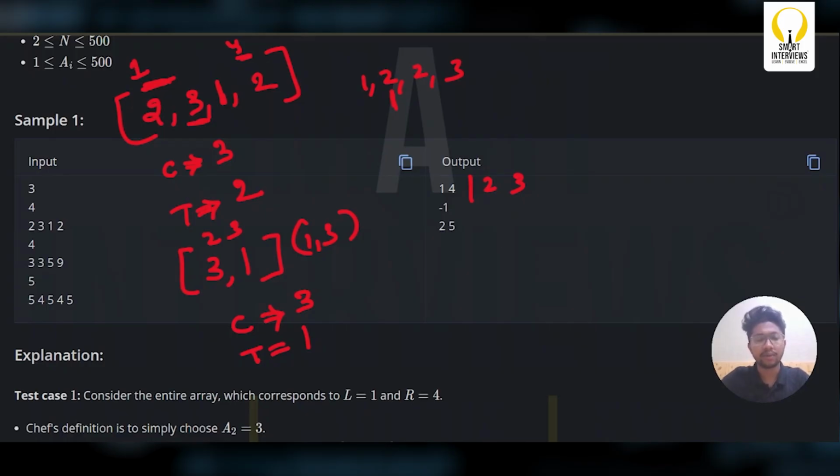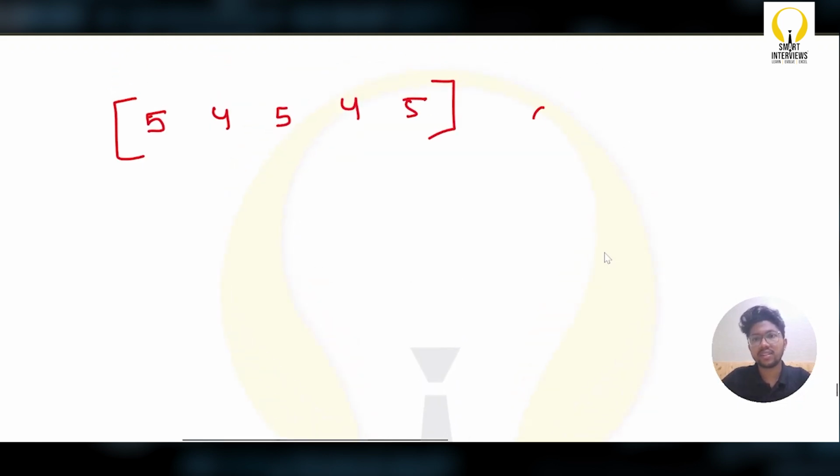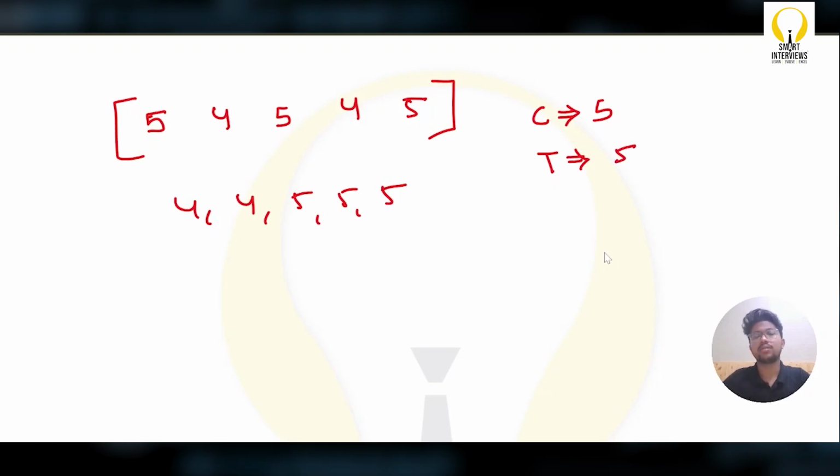Let's see how we can solve it. I'll take the same example, the fourth example: 5, 4, 5, 4, and 5. If I take this whole array, by Chef's definition we'll get the answer 5. What is the true definition? I'll sort it: 4, 4, 5, 5, 5. I'll get 5. So should I print -1? No. I'll check a different part, right?